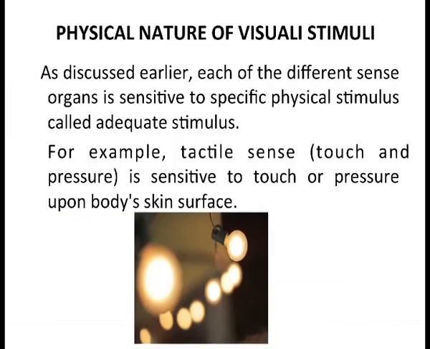Physical nature of the stimuli. As discussed earlier, each of the different sense organs is sensitive to a specific physical stimulus called the adequate stimulus. For example, the tactile sense, which is touch and pressure, is sensitive to touch or pressure upon the body's skin surface. Similarly, the eyes are only sensitive to photic stimulation. Photic is light, that is the electromagnetic energy.